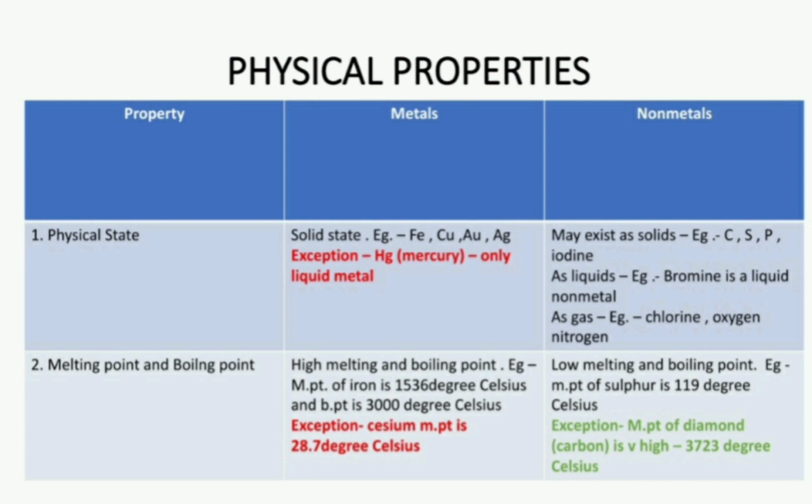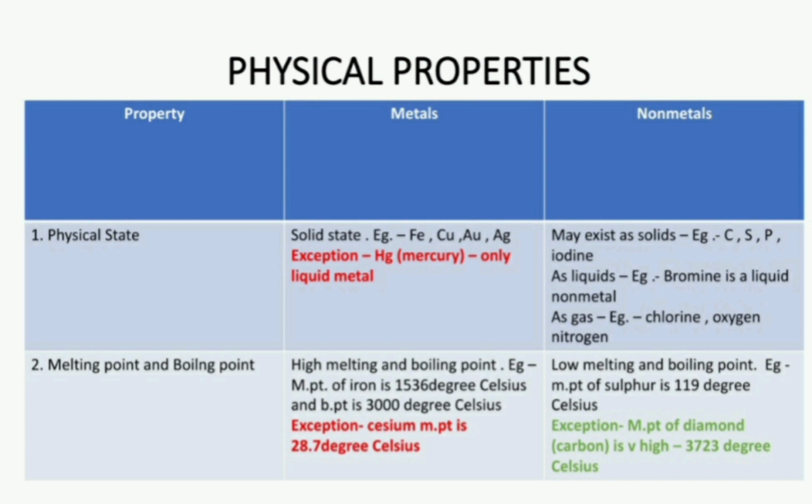The second property is melting and boiling point. Metals, since they are solids, generally have high melting and boiling points. Example, the melting point of iron is 1536 degrees Celsius, and the boiling point is furthermore, that is 3000 degrees Celsius. There is an exception to this.